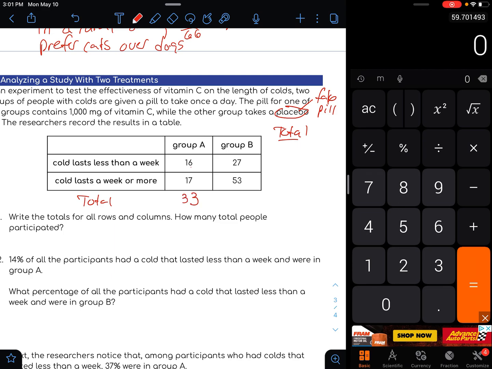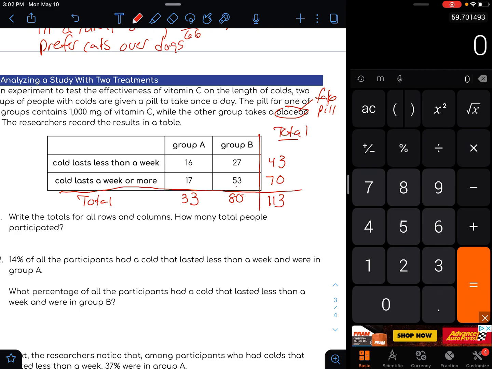All right, so the total for group A, 16 plus 17 is 33. So 16 people had colds that lasted less than a week, 17 people had colds that lasted more than a week. 27 plus 53 for group B would be 80. And just do my little T-chart here. Okay, the row totals, so 16 plus 27 would be 43. 17 plus 53 would be 70. And 43 plus 70 means we have 113. 33 plus 80 is also 113.